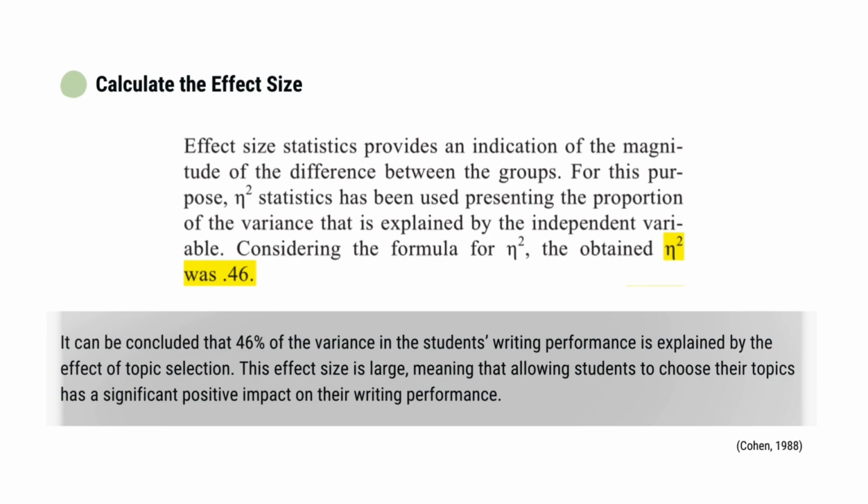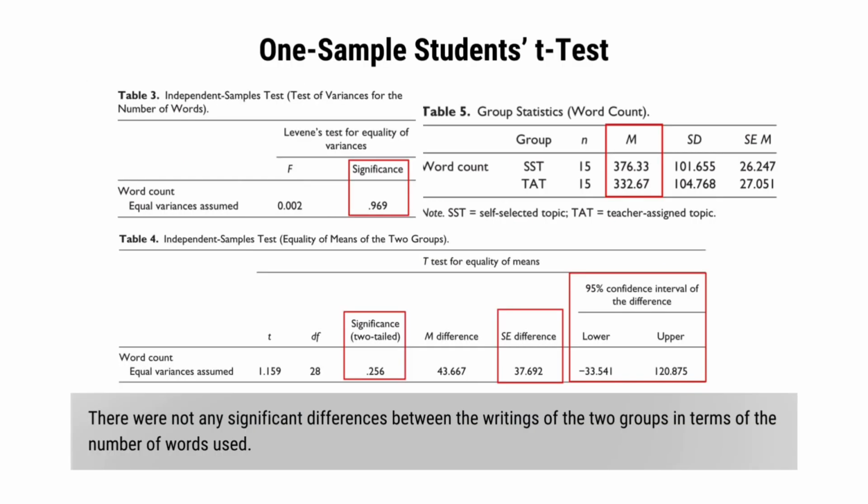The eta squared is 0.46, which is large, meaning that 46% of the variance in students' writing performance can be explained by topic selection. The article also investigated the word count differences between two groups and found that there were not any significant differences between them in terms of the number of words used. But now we just focus on independent sample t-tests.